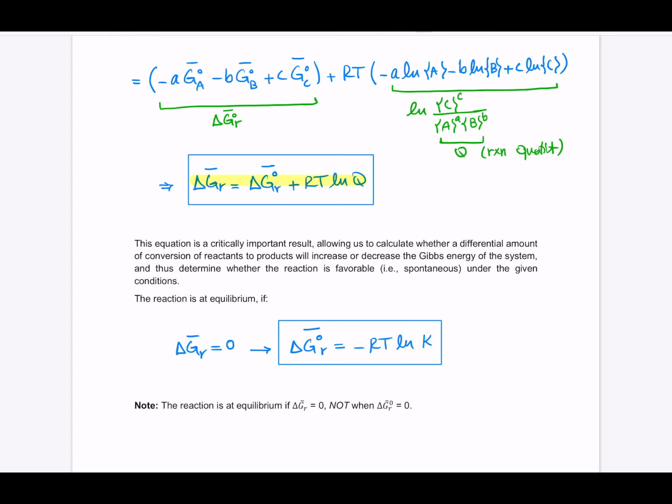So then, this was the equilibrium constant. You just define again the equilibrium constant based on the Gibbs free energy at the standard condition.